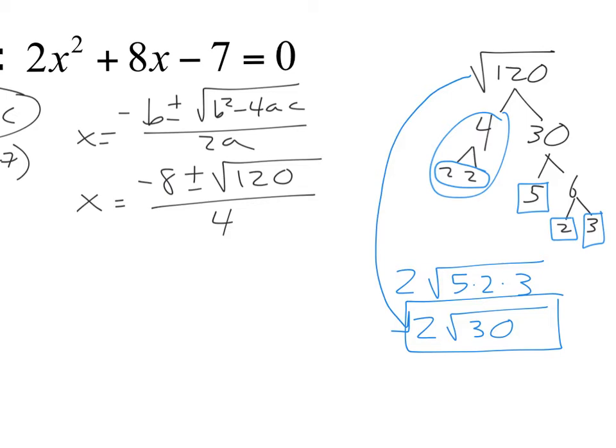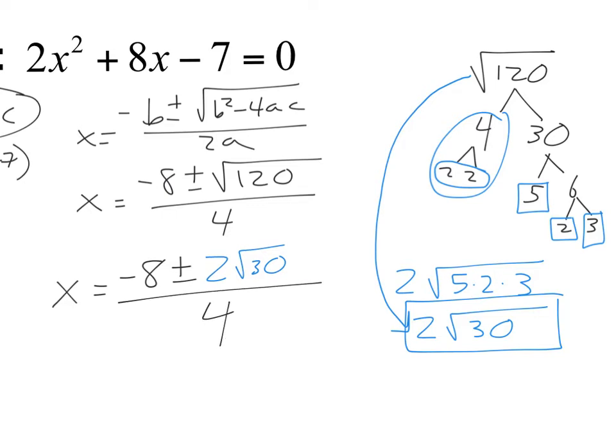So now, let's rewrite this. I got x equals negative 8 plus or minus, and instead of the square root of 120, I'm going to actually write 2 square root 30. And then that's all over 4. The reason why I wanted to do this is I now can see that I can take a 2 out of everything here. I can take a 2 out of both terms on top and a 2 on the bottom. So that means I can reduce this fraction.